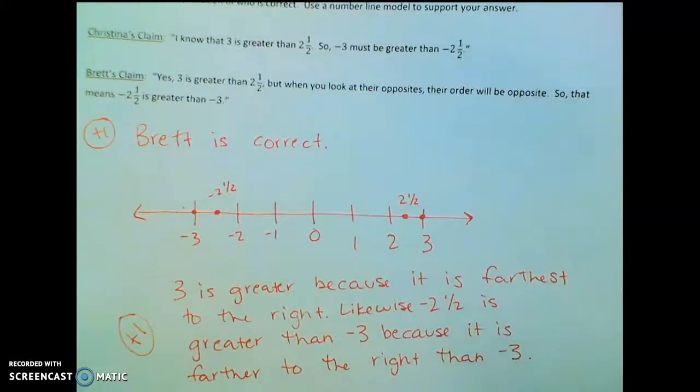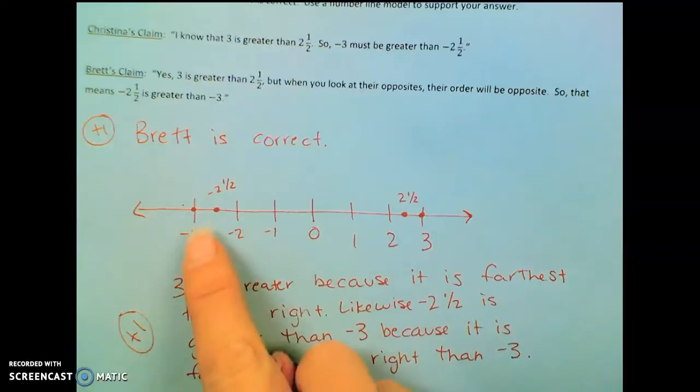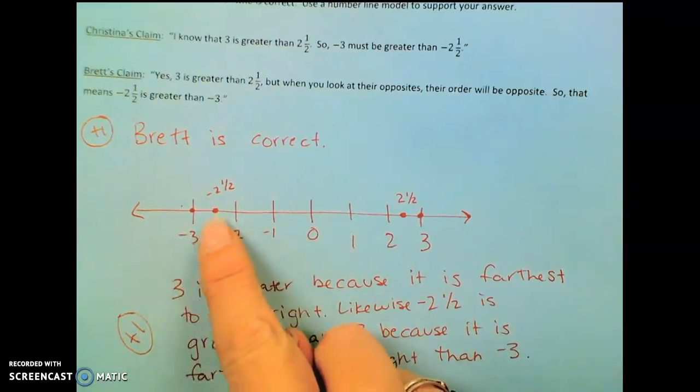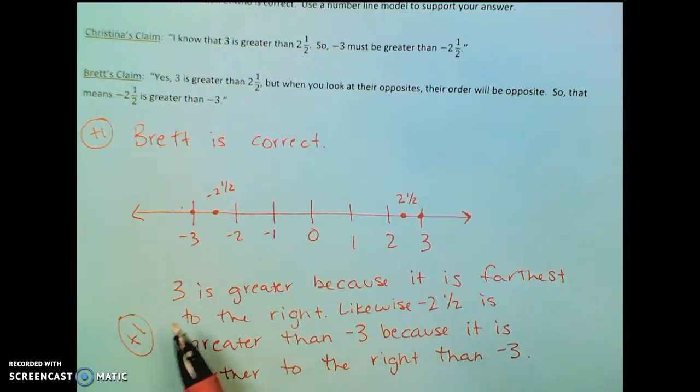And then using the number line, you should have had a number line similar to this, where you had -3 graphed, -2.5 graphed, 2.5, and 3 graphed. And then to use your explanation, Brett said that 3 is greater than 2.5, and we can say 3 is greater because it is farthest to the right. Or you could have said 2.5 is less because it is farther to the left.